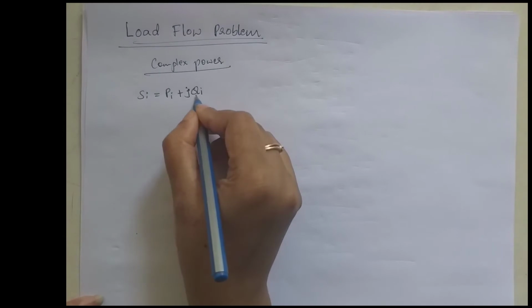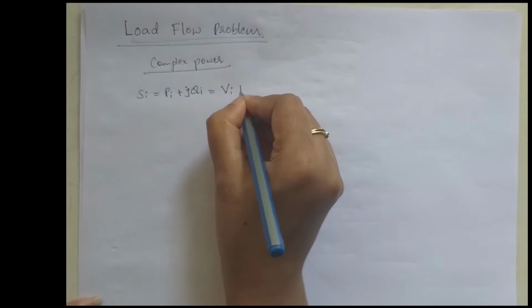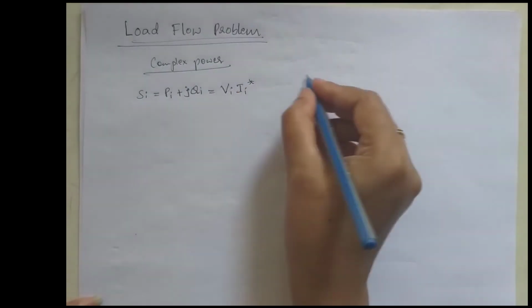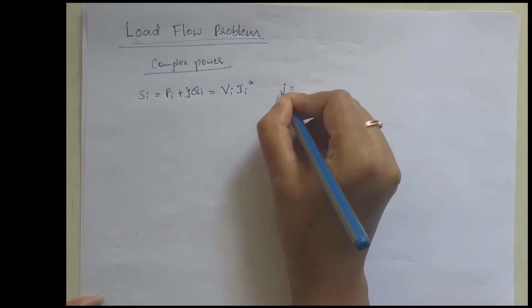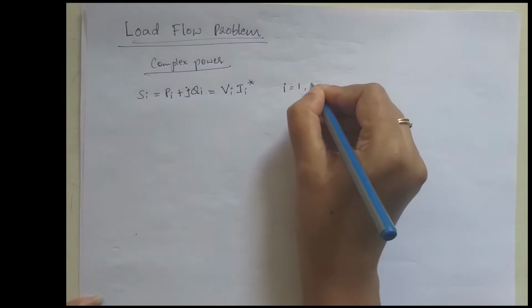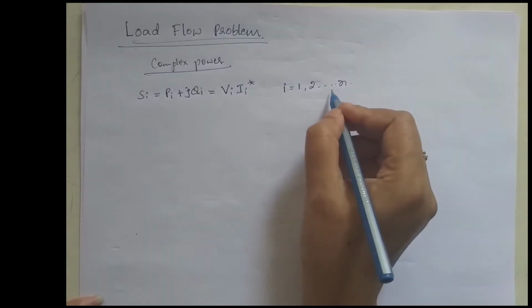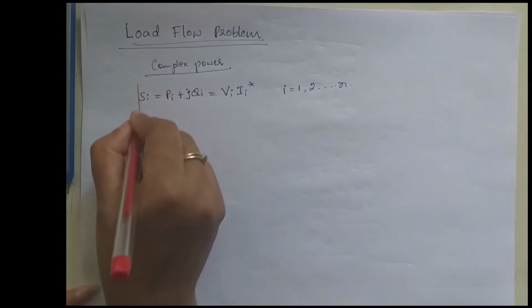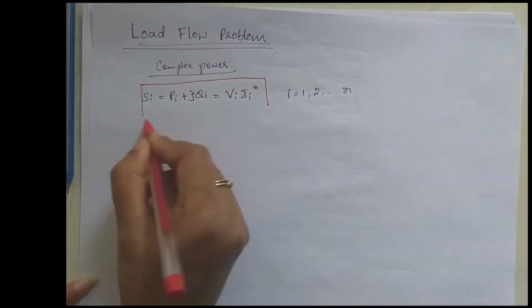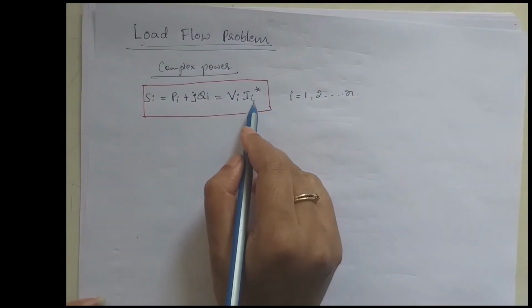Pi plus jQi is also equal to Vi into Ii conjugate, where i can be one bus or two buses, or it may be n number of buses. I varies from 1 to n. This is the complex power, but instead of denoting I conjugate, it's comfortable to take I.